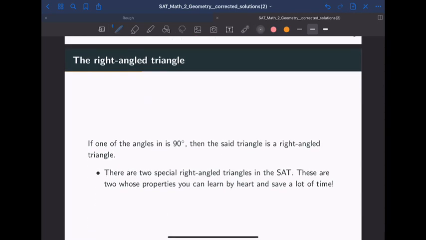Okay, here comes our very, very favorite triangle. It's a right angle triangle. And if one of the angles in a triangle is 90 degrees, then the triangle is called a right angle triangle.